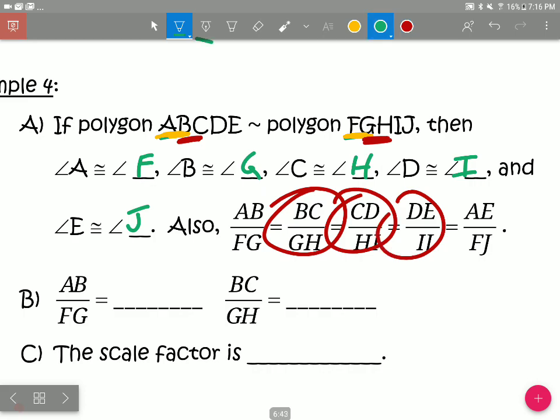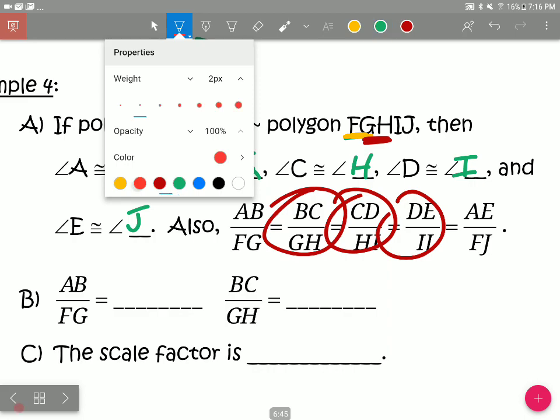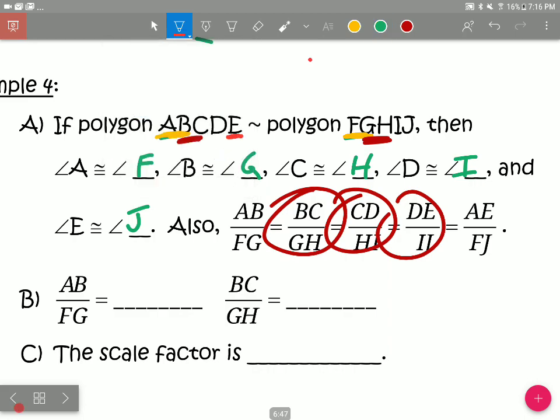So if I said, let's pick a different color, even E to A, or A to E, if you want to put it that way, A to E would be proportional to F to J. That's what that last one is, even if you wrap it all the way around. Okay? So here we go.